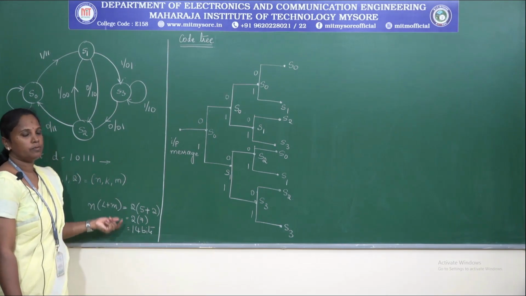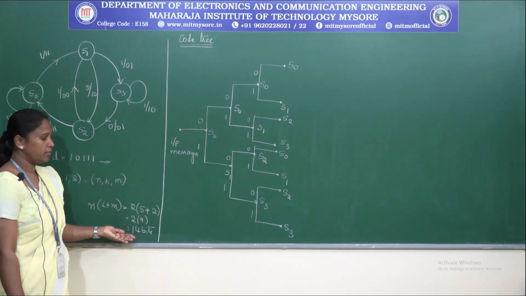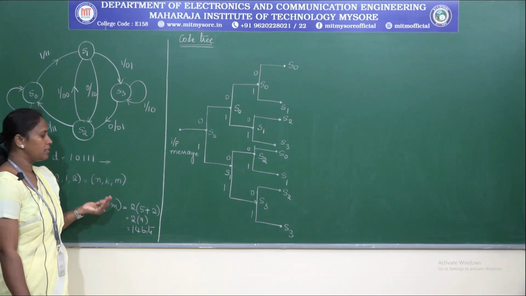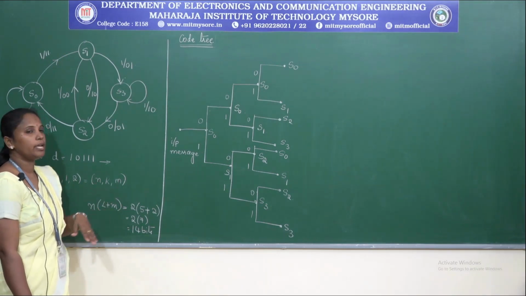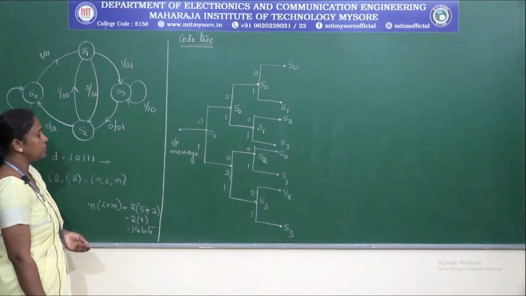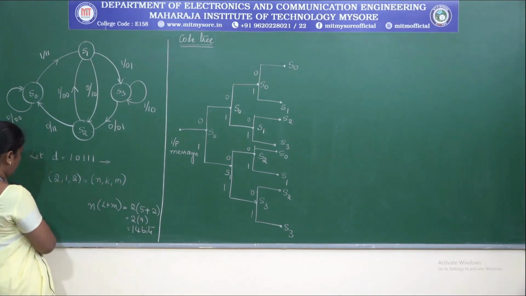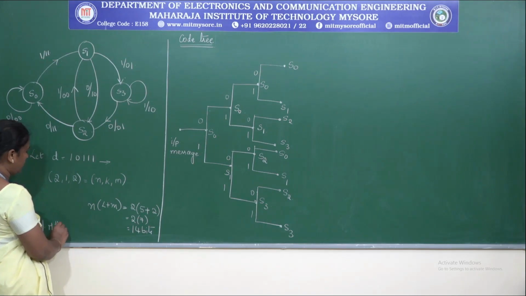So what should we do with the rest of the 4 bits? We need to extend the tail of the tree. That is called the tail of the tree. In order to extend the tail of the tree or the code tree, we are going to perform this.